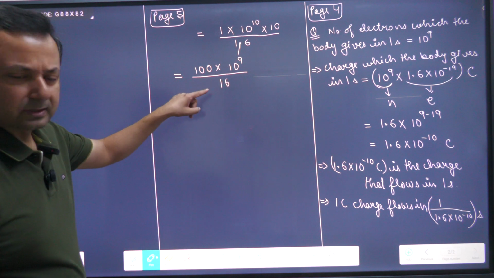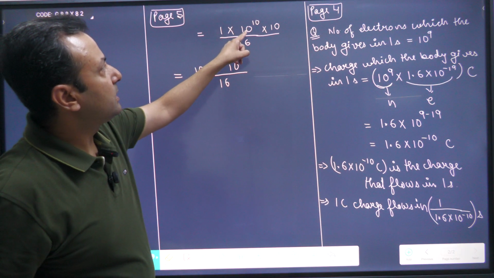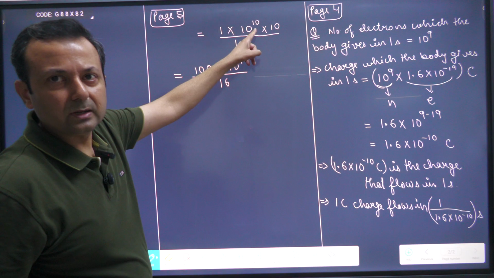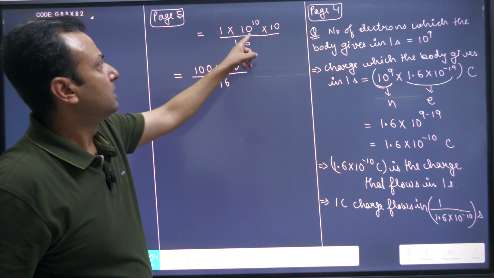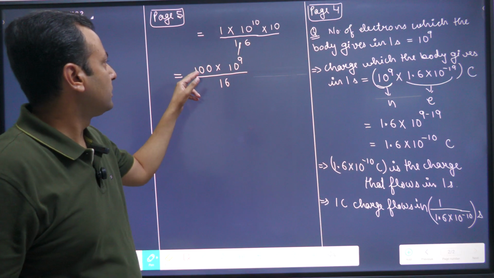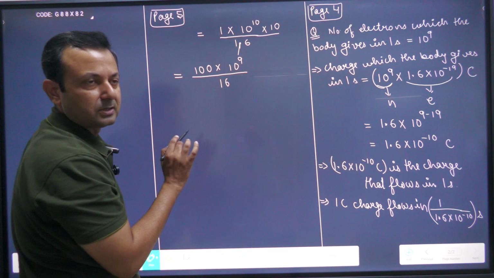What I have done here, is it clear to you? We have taken 10 from here. So what will remain here? Here 10 to the power 9 will remain. And 10 into 10 is 100. Why have I taken it? Because I want to divide this 100 by 16. Because 10 will not get divided by 16.